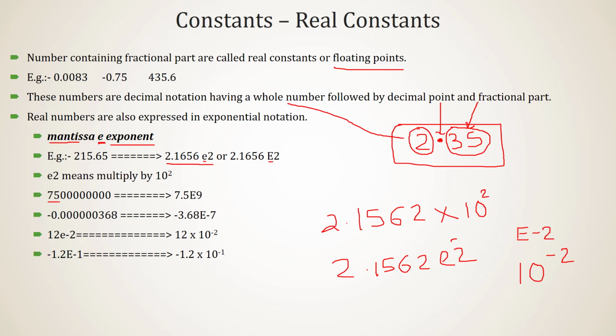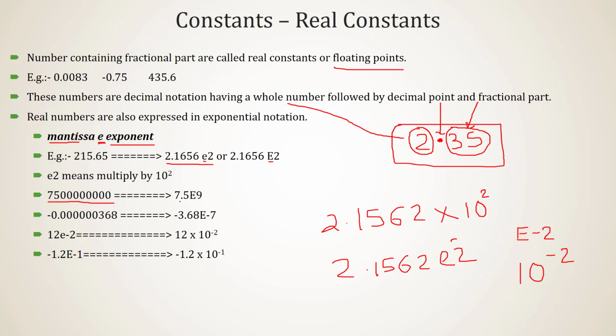So here I have 75 followed by 8 zeros. So it is a very large number. In order to avoid the difficulty of typing these large numbers, sometimes a zero may be exceeded, or a zero may be discarded, or omitted. So to avoid that, we are using the exponential notation.